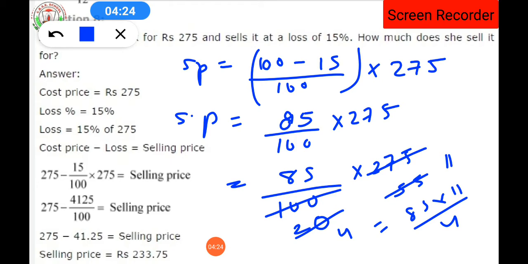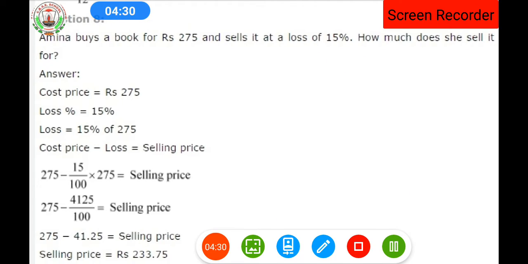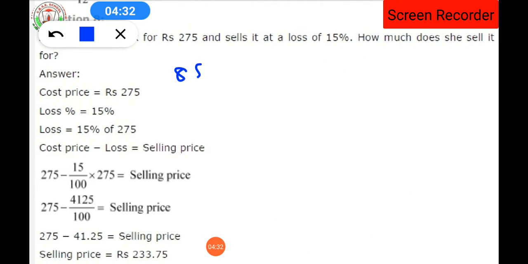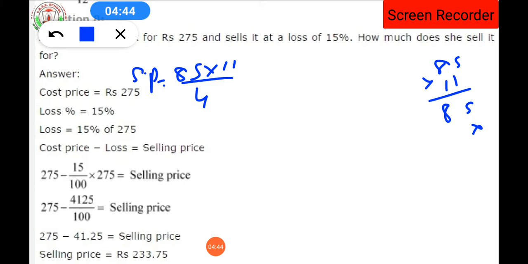So what number are we getting? 85 into 11 by 4, isn't it? So let's see, 85 into 11 by 4. This is the SP we are finding with the formula method. So let's see how much we get while multiplying this number. 85 into 11, multiply and add, isn't it? So here we will get 5 ones are 5.